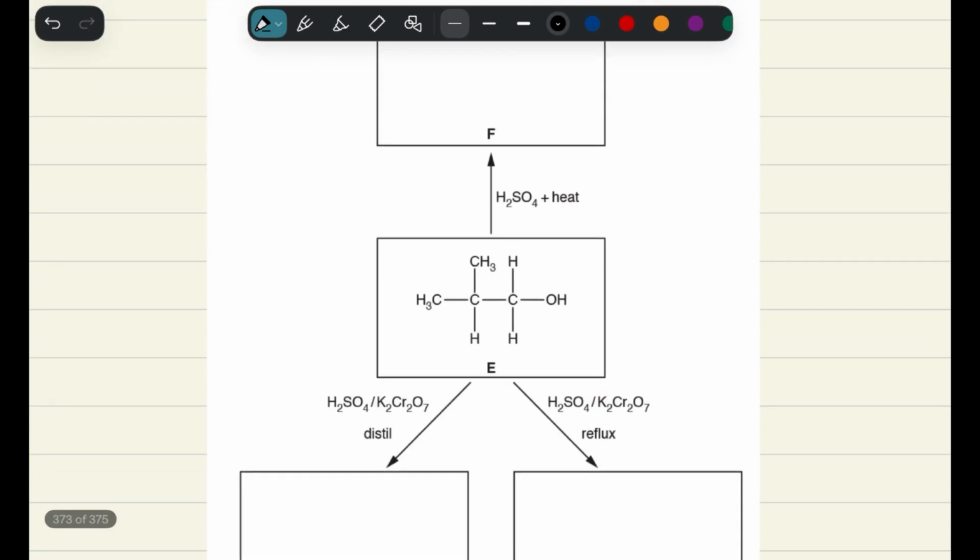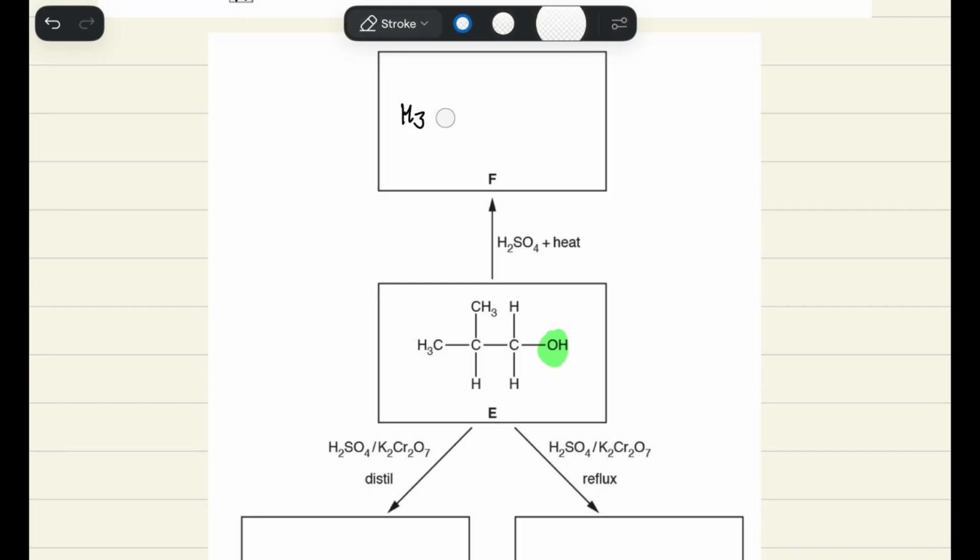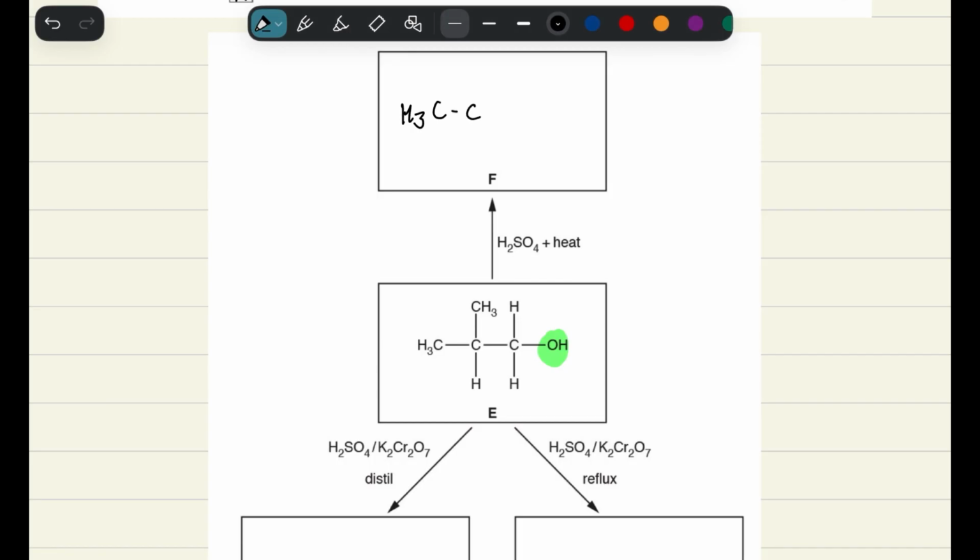Remember that. Now, in terms of this, introduction to organic synthesis, really always focus on functional groups. Our main functional group there is alcohol. We also have alkane. So I'm just thinking, okay, alcohol, heat, and acid catalyst. We're thinking we're going to form an alkene.